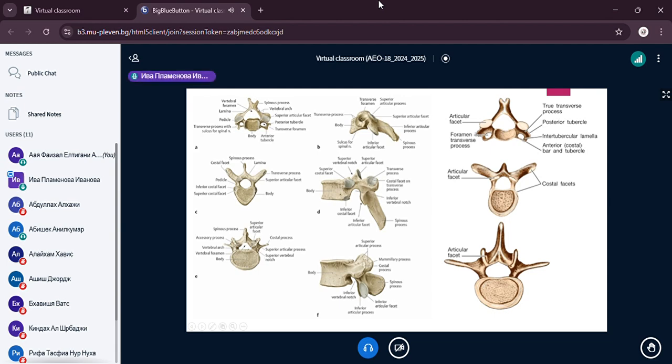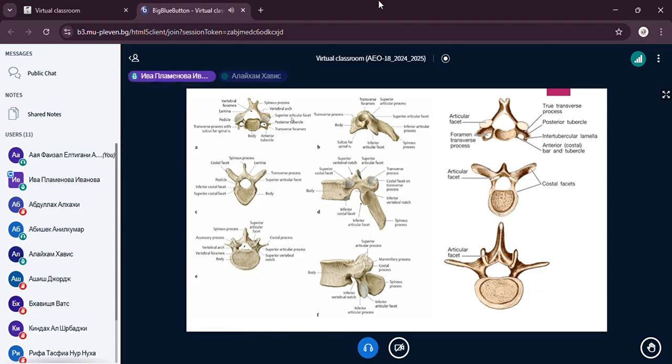So here is a cervical vertebra, but what do you think? Is this C1, C2, or another from C3 to C7? It's not C1 or C2. It's the others. Okay, the others.